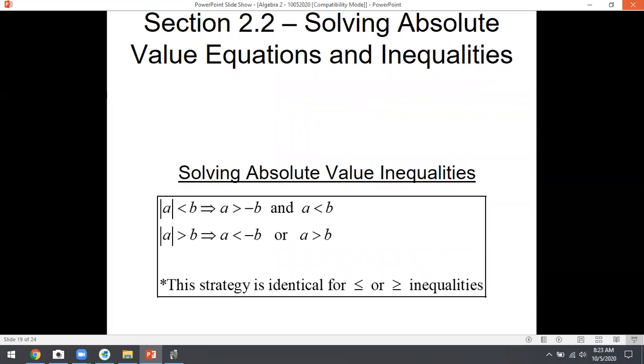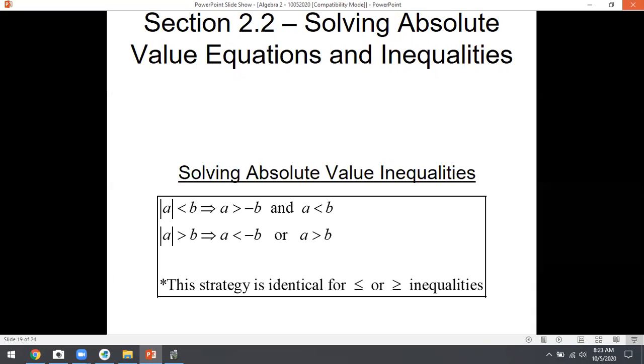Now I go back to my little rules. I'm going to use them. It says if the absolute value of a is less than something, this is the first piece, right? Then I need to say that the thing inside the absolute value is greater than the negative version of it. So let's go down that path. The thing inside the absolute value has to be greater than the negative version of this thing. That was 16, right? So greater than negative 16.